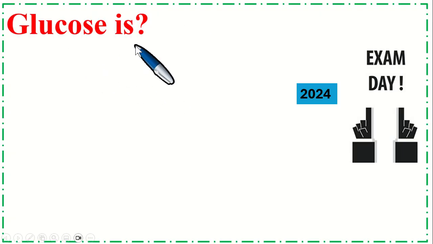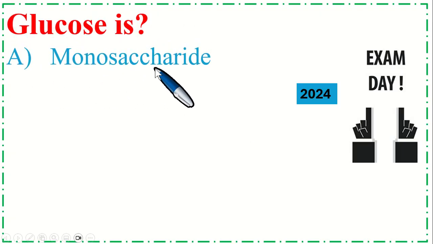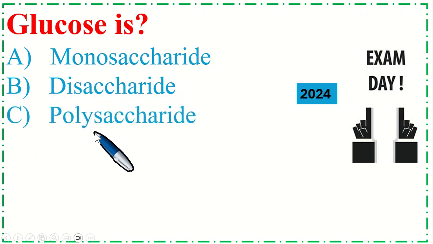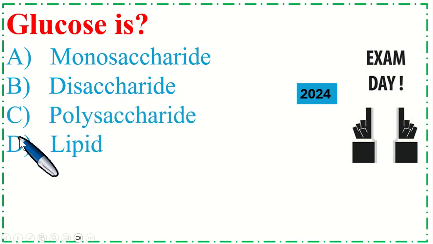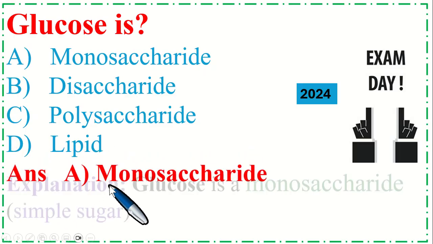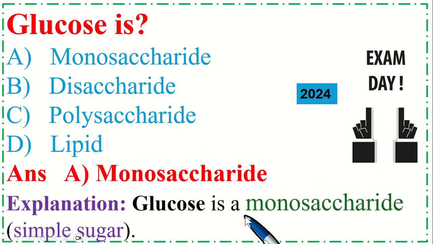Glucose is option A monosaccharide, B disaccharide, C polysaccharide, and option D lipids. So the correct option is A monosaccharide. Glucose is a simple sugar monosaccharide unit.